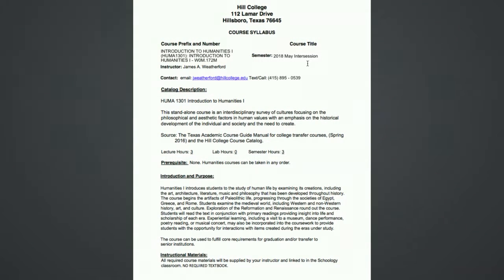So, course description, catalog description. This is a standalone course. It's interdisciplinary, meaning we're going to look at a lot of different academic disciplines to study the human experience. What that means is a little bit of history, some social sciences, sociology, psychology, philosophy. Many different approaches to studying humans will be considered.